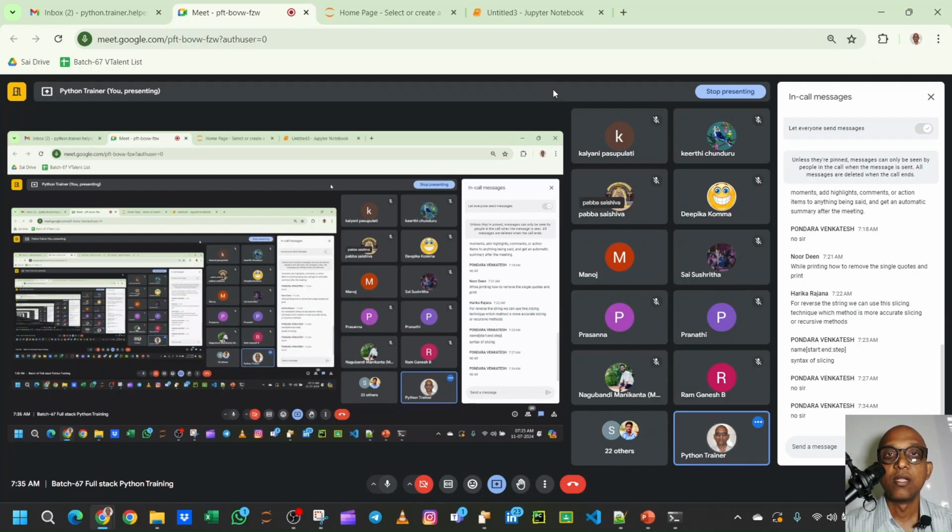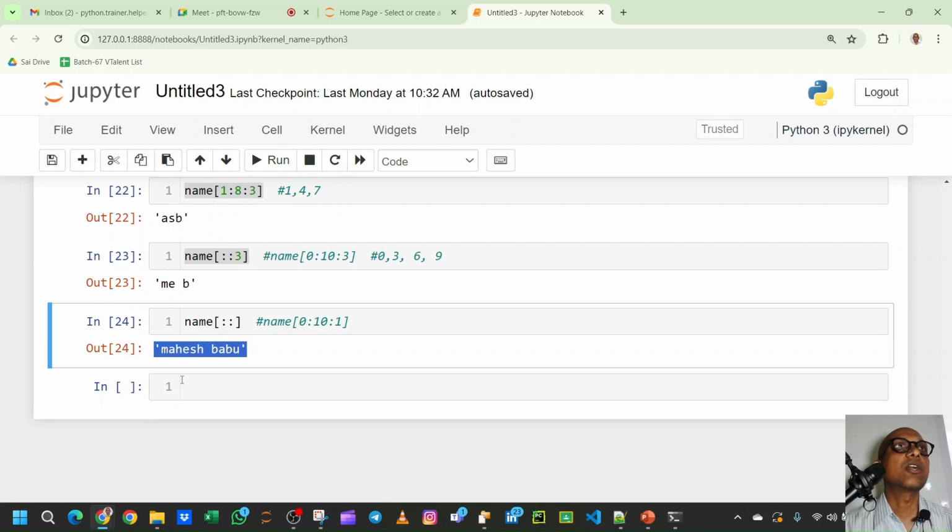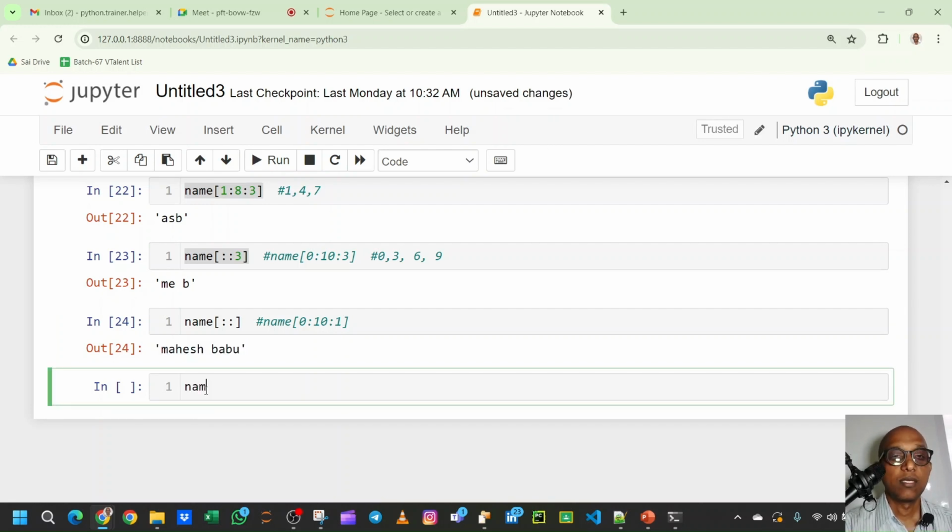Okay, fine. It's very good. So what is your objective? You want to reverse the string, correct? No, these are a sequence of characters, starting from M, ending with U. I want to get exactly the reverse of the string. Think logically, is it possible? How?